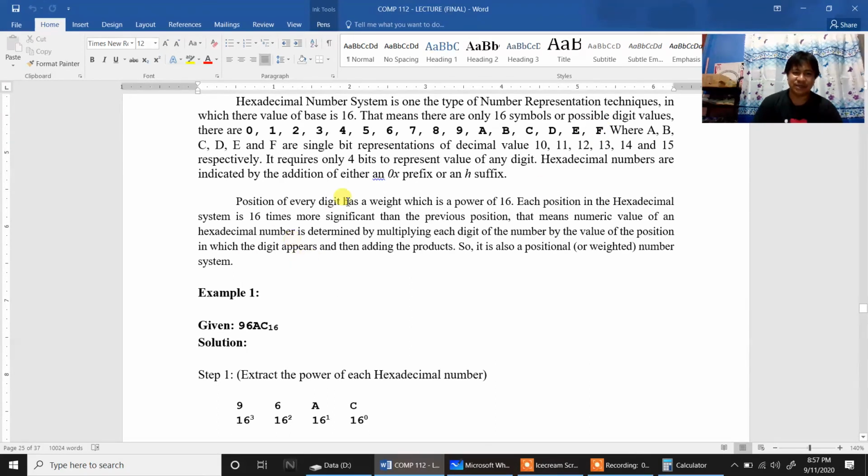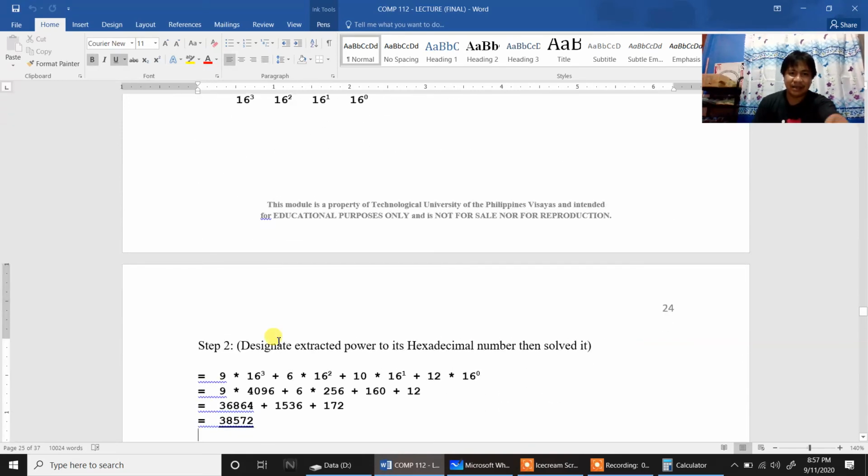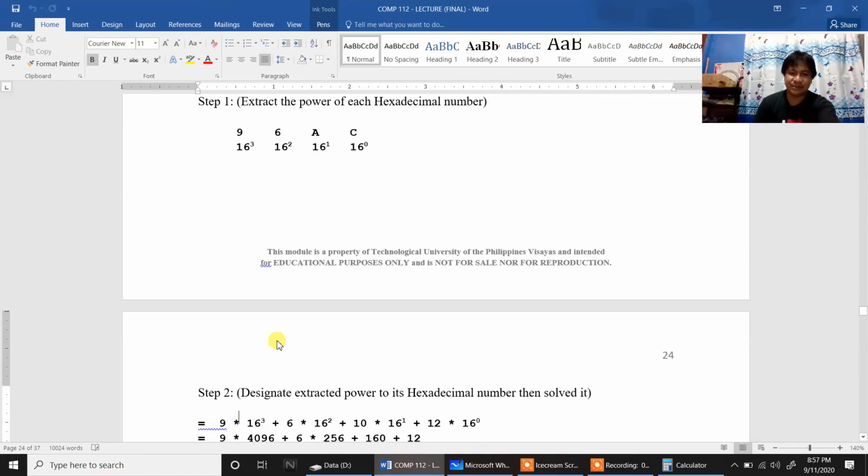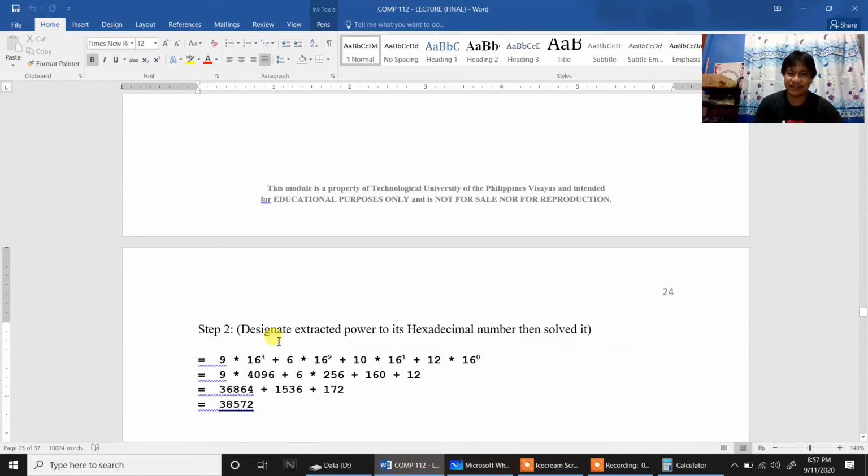Sorry, I missed some details. Okay, sorry about that. So based on our example, A is 10 and C is 12. I went directly. Sorry about that.